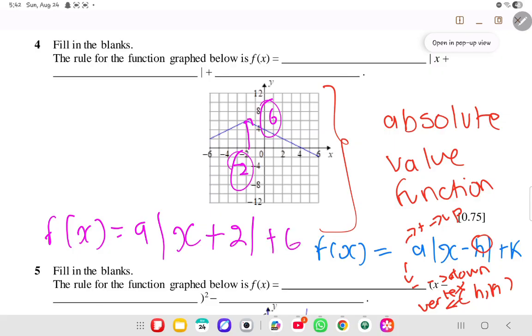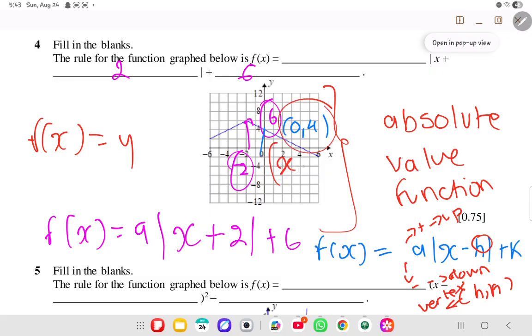So now we already have two values filled in, which are 2 and 6. Now what's left is to find the value of a. Very simply, in order to find the value of a, just take one very visible point. In my opinion, take this point over here, which is 0, 4, and substitute it in the equation. What does this mean? First of all, we should know that f(x) is equal to y. So in this case, we have 0, 4.